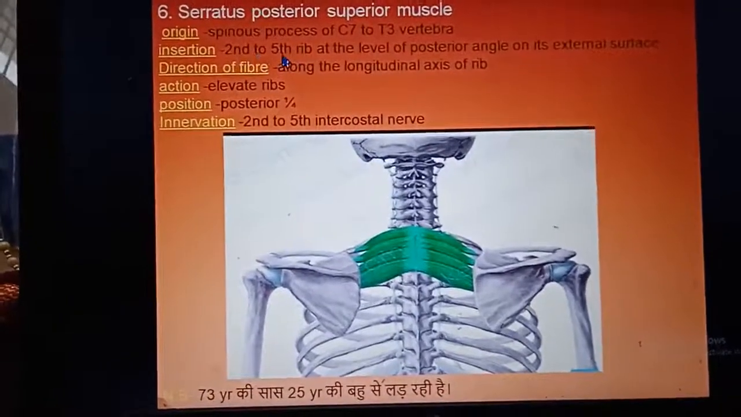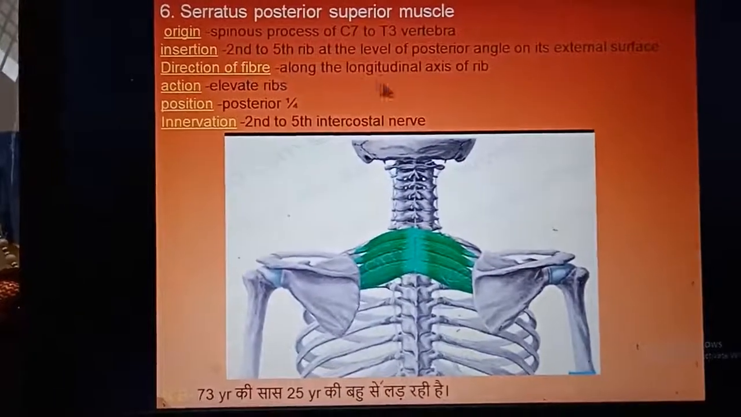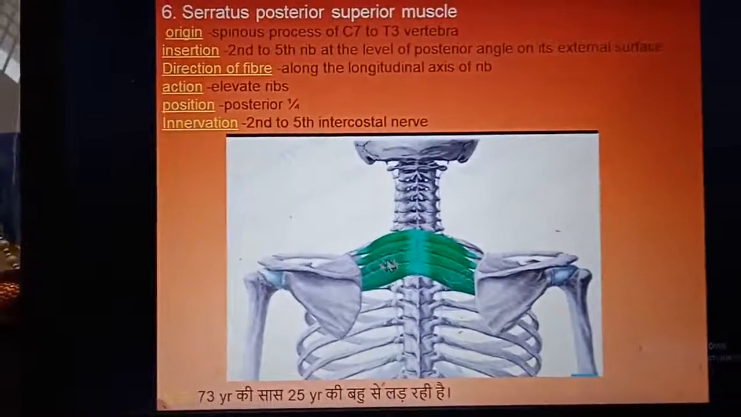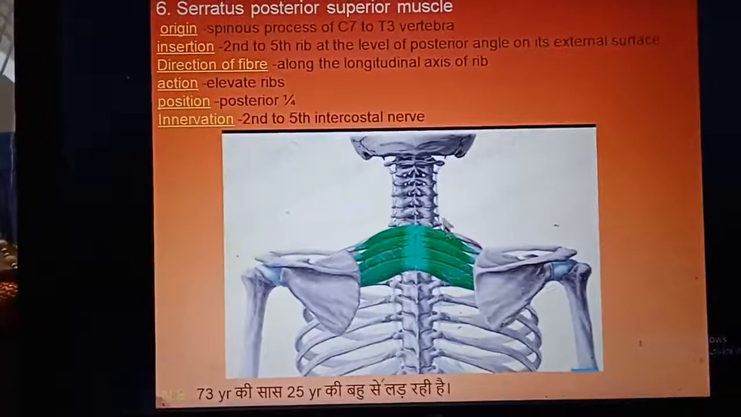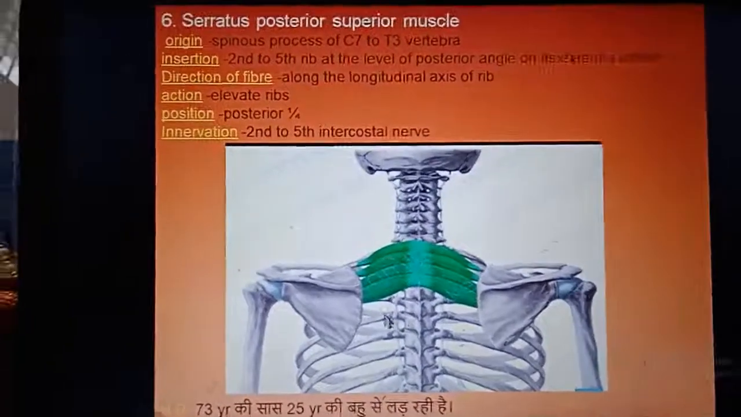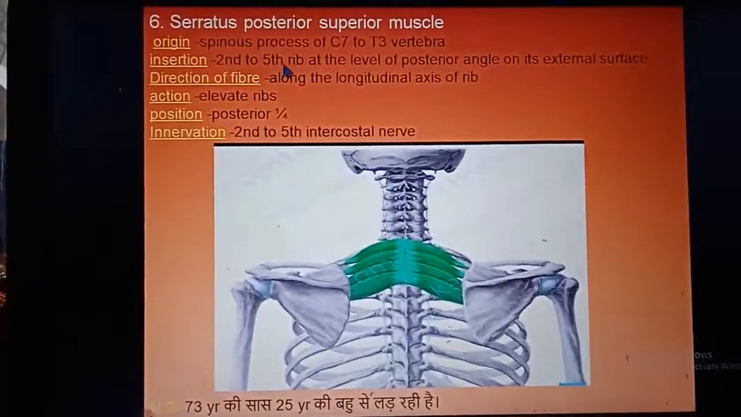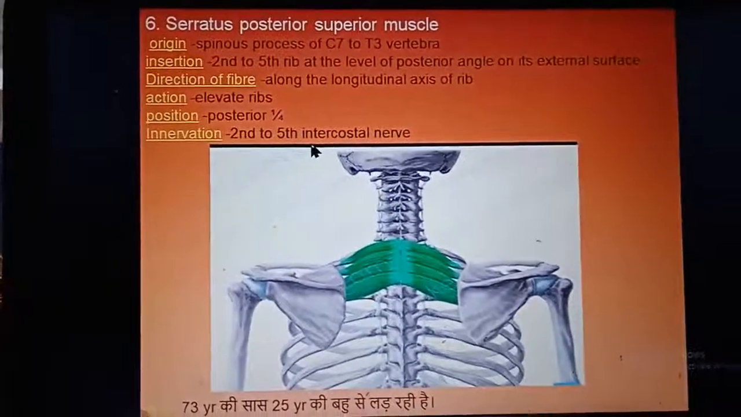Okay, and direction of fiber is along the longitudinal axis, very clearly seen. So it elevates the rib and is situated in the posterior 1/4, and the rib number is the same as that of the intercostal nerve. So it is supplied by the second to fifth intercostal nerve.